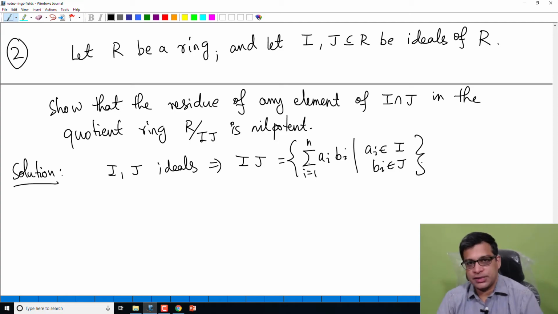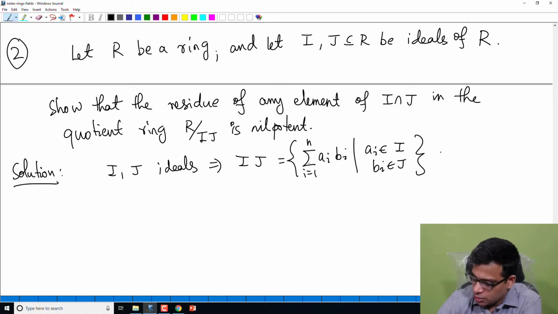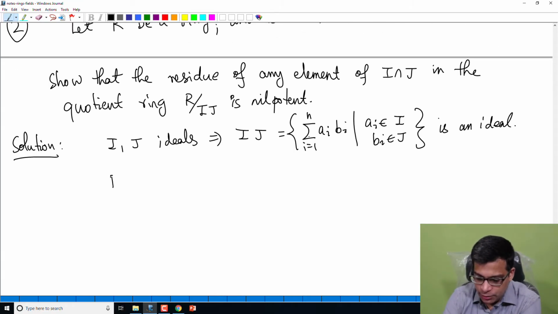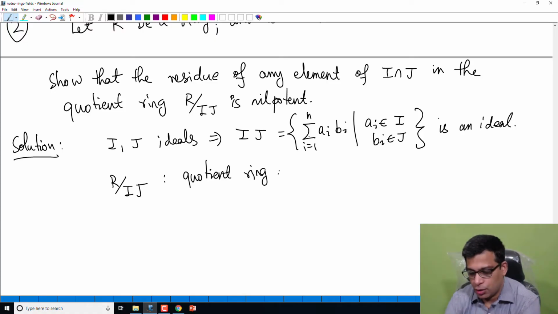Okay, so the way to remember this is IJ consists of finite sums of products of elements of I and J. So this is an ideal, which is an easy verification. So we can consider R mod IJ, the quotient ring. Remember, every time you have a ring and an ideal in that ring, you can consider the quotient ring.